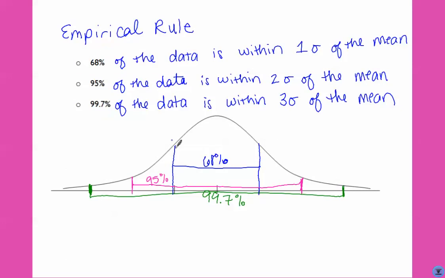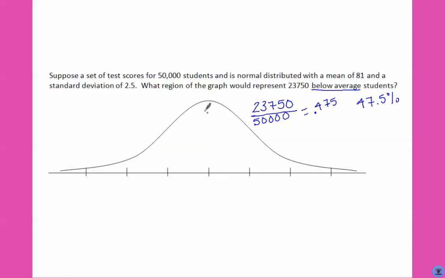So here, we could split this section of 68 into two pieces. We have this piece and we have this piece. How much do you think would be in each? Well, they've got to be the same amount, so each would have 34%. So we know from here to here, that's our big 68. So if we split it in half, there's 34% in each of those.